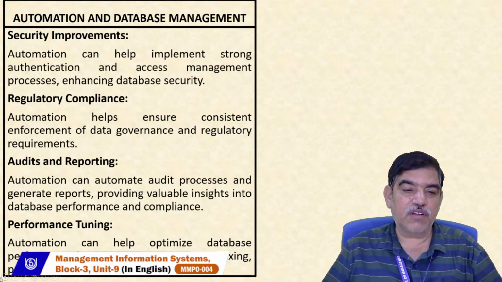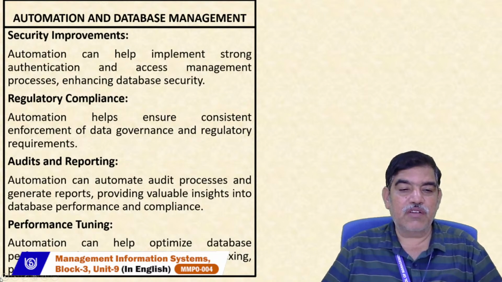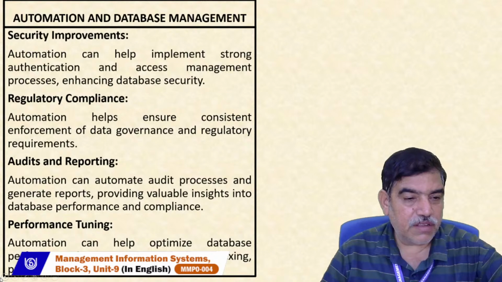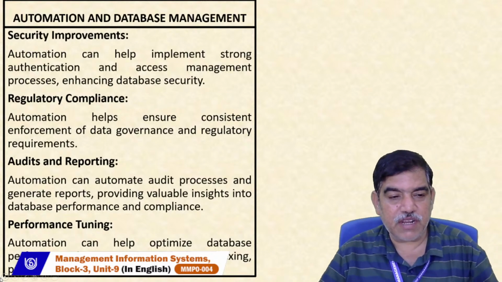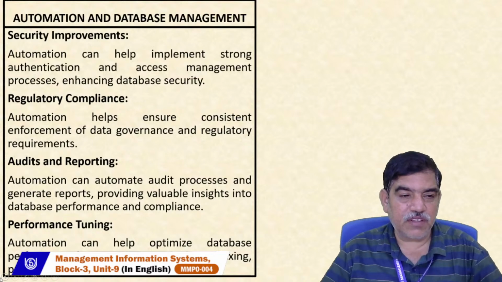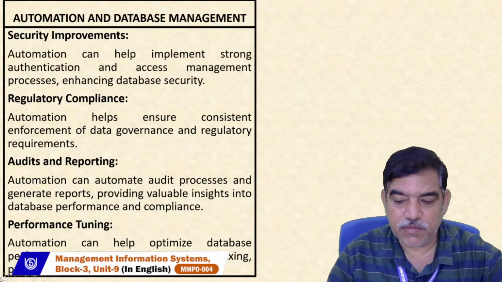So on the basis of the auditing and reporting, it will be done automatically and generate the reports which is required for the organization to check the performance and what are the compliance also reporting. Performance tuning. Automation can help optimize database performance by automating tasks like indexing or partitioning and caching. So these are the automation and database management system.